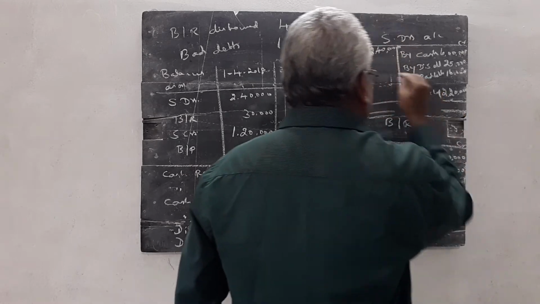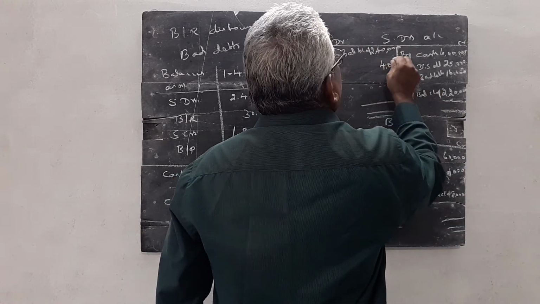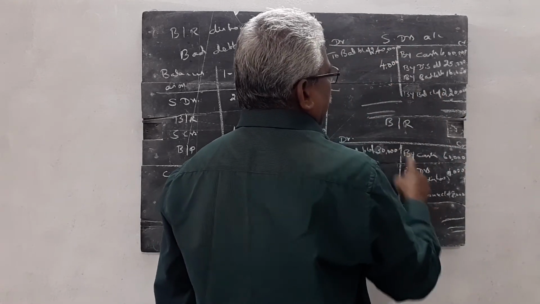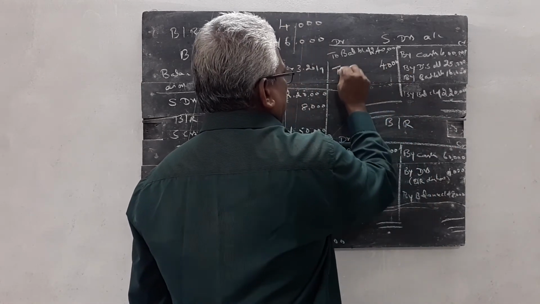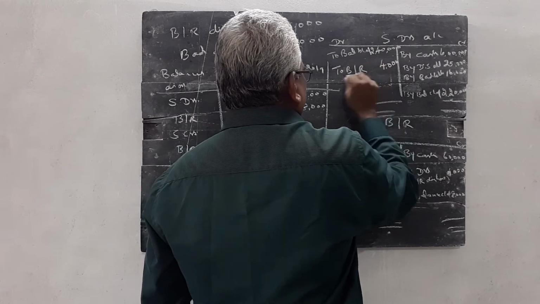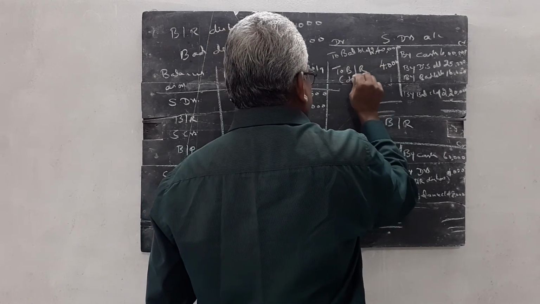This 4,000 is entered in the debit side also. This amount is first entered in the credit side of the bills receivable account. Same amount comes to the debit side. So bills receivable, within bracket we can write as dishonor.